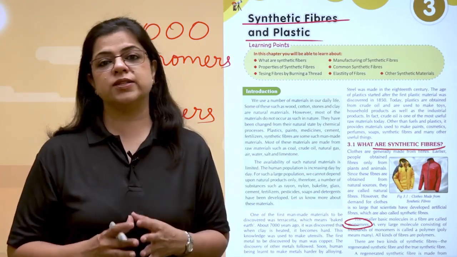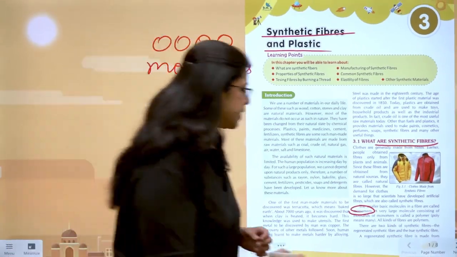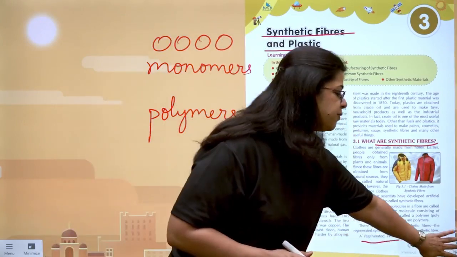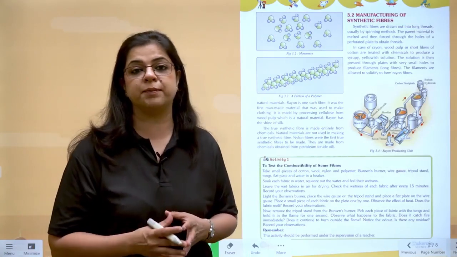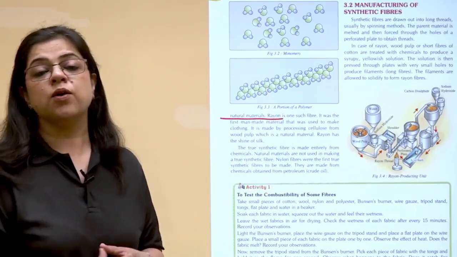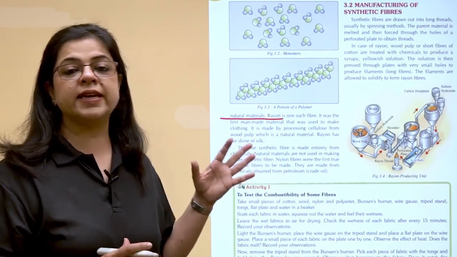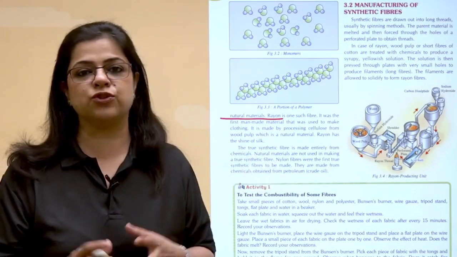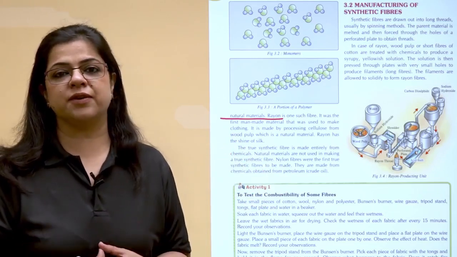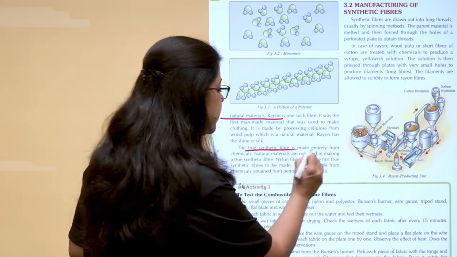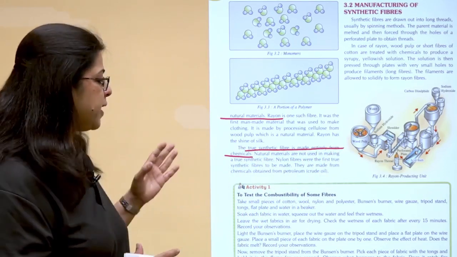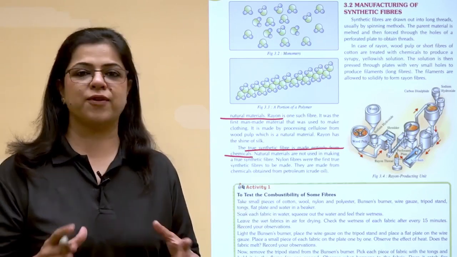Now, there are two kinds of synthetic fibers. The first kind is regenerated synthetic fiber. Regenerated synthetic fiber का मतलब होता है वो synthetic fiber that is made using natural materials. Rayon was the first synthetic fiber that was made from a natural material. Also, pure synthetic fibers are the synthetic fibers that are made entirely from chemicals. No natural materials are used in manufacturing these kinds of fibers.